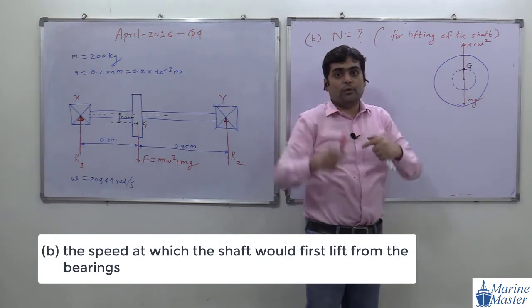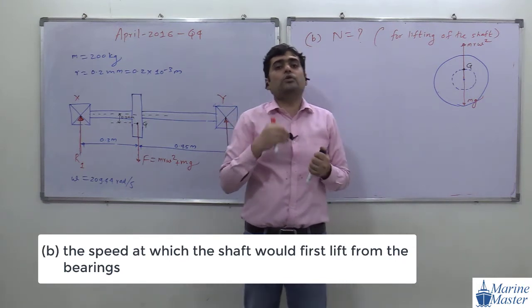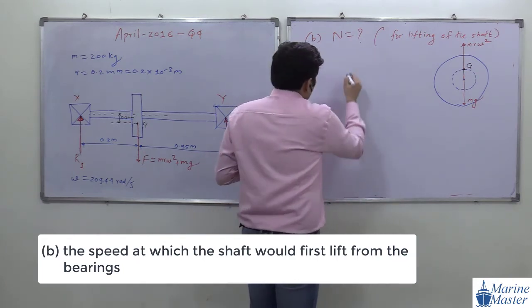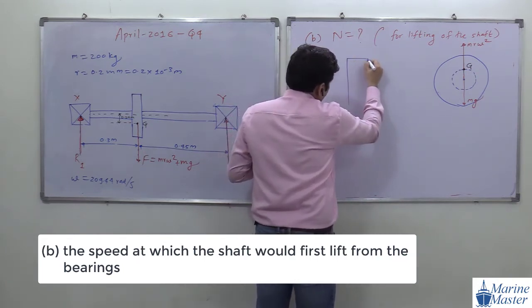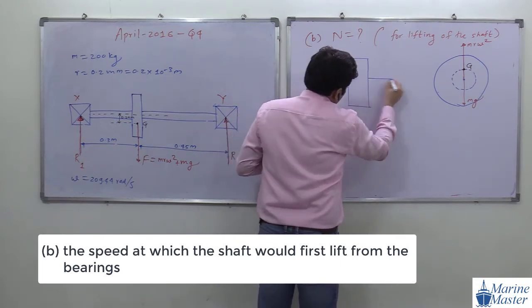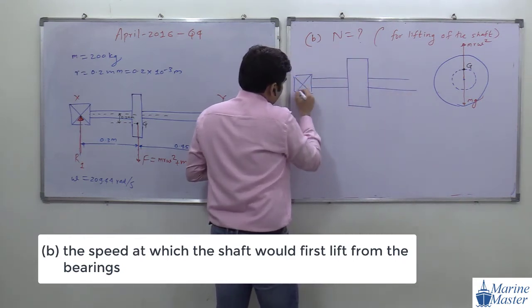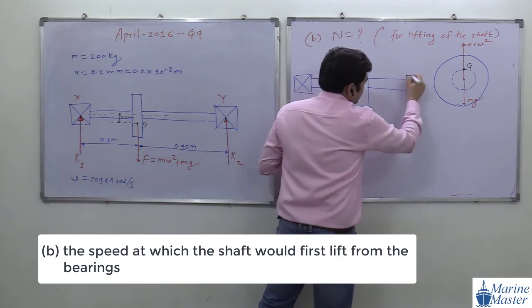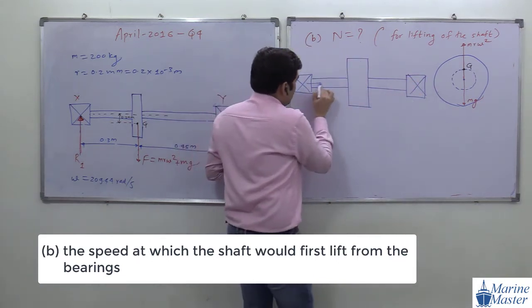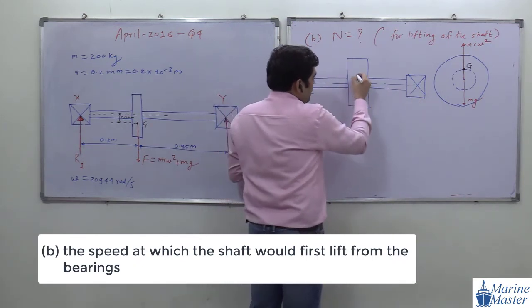Are you getting my point? So if you want to lift the shaft, see the scenario. I am going to draw another drawing here. This is the rotor, this is our shaft, and these are our bearings. Now this is our axis of rotation, and this is our G point.